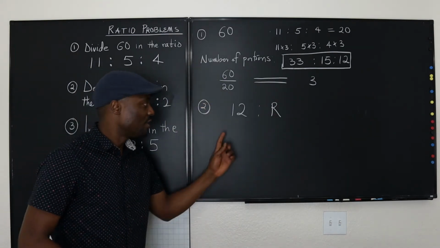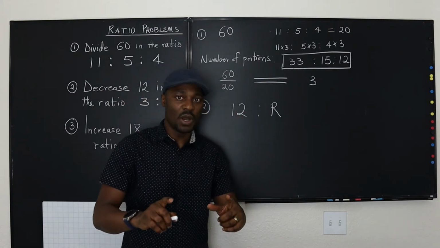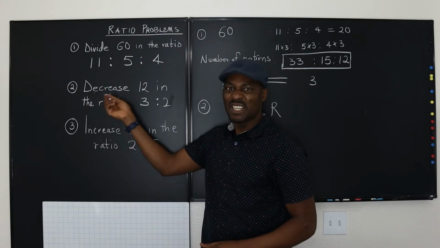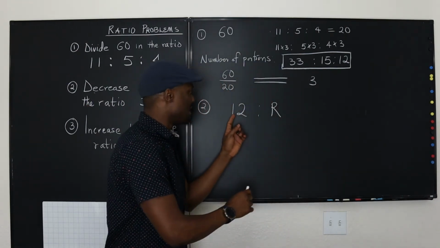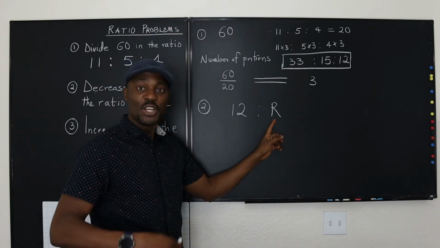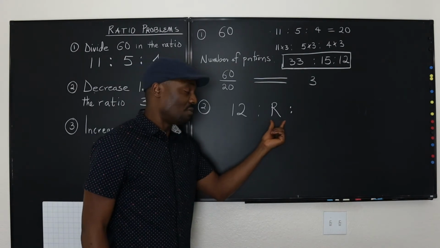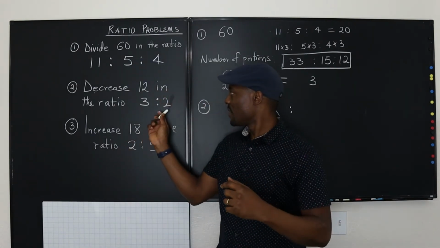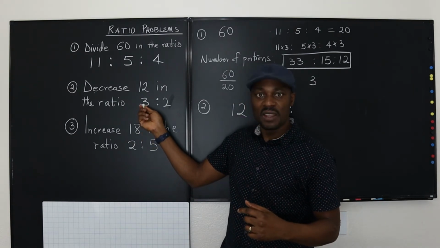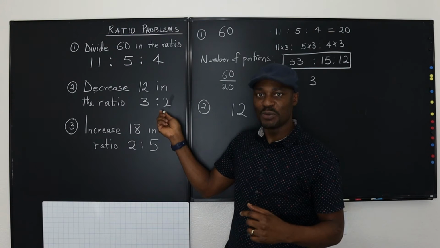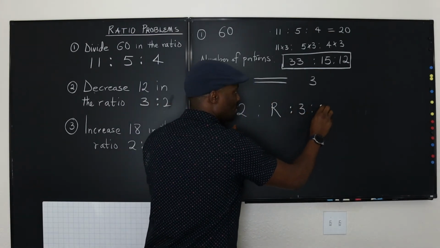But which of these numbers is bigger? 12. How do we know it's going to be 12? Because the question says you should decrease 12. When you decrease something, it becomes smaller. So the ratio of 12 to the new number has to go from the big ratio to the small ratio. Now look at this. What is the big ratio? The big ratio is 3. The small ratio is 2. So we're going to arrange it that way. It's going to be 3 ratio 2.